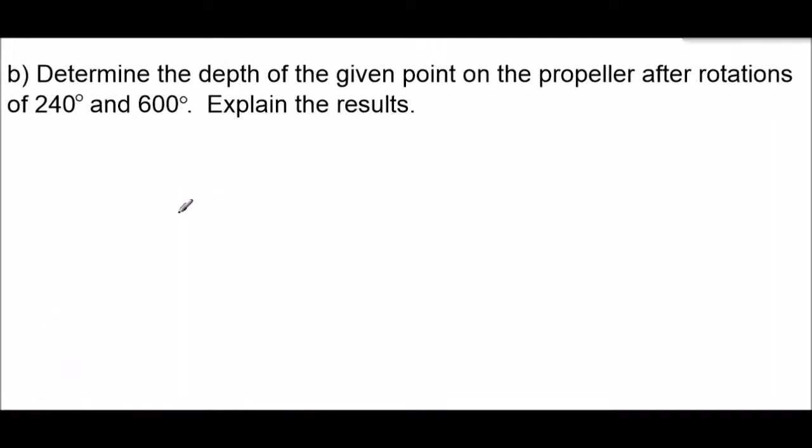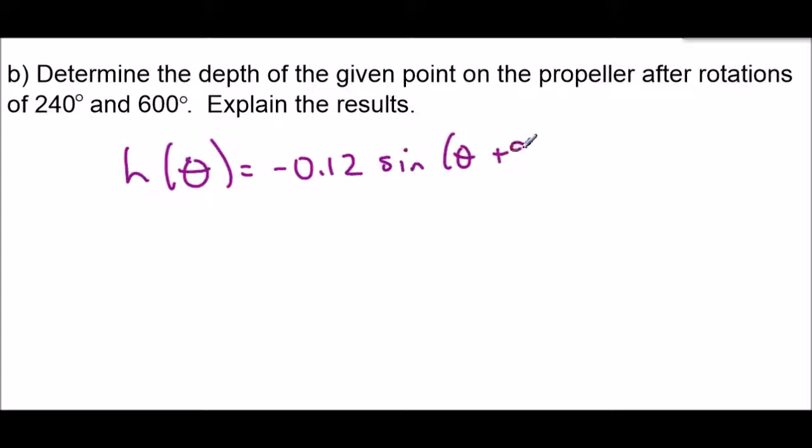Let's move on to the second part. It says, determine the depth of the given point on the propeller after rotations of 240 degrees and 600 degrees. So this is simply telling me an angle. So let me just rewrite the equation, minus 0.43. Okay, so that's the equation we're working with.